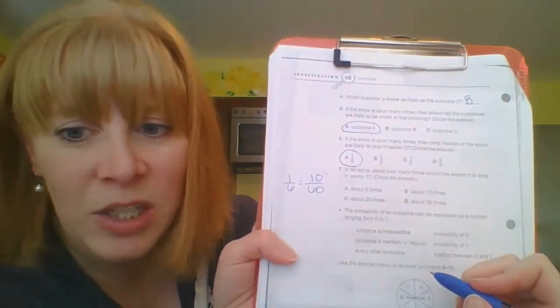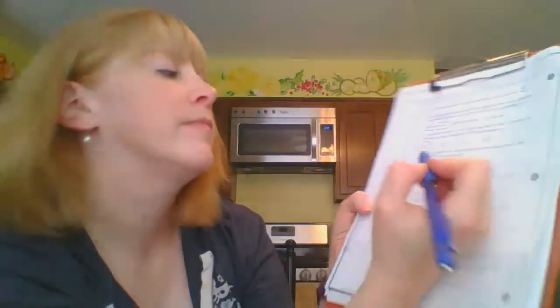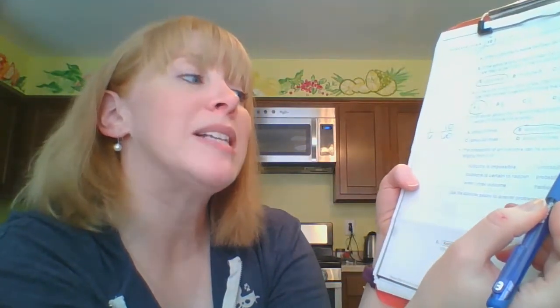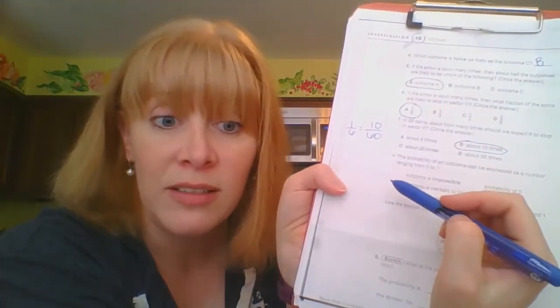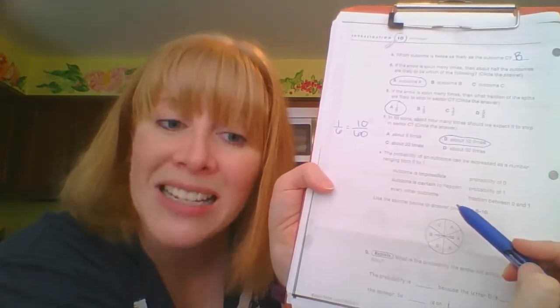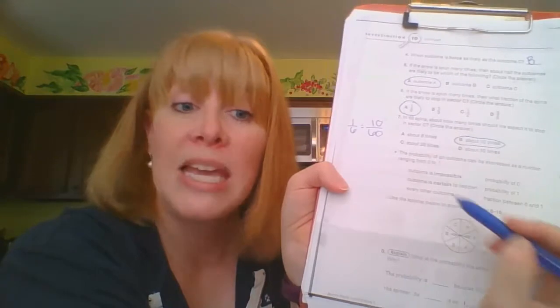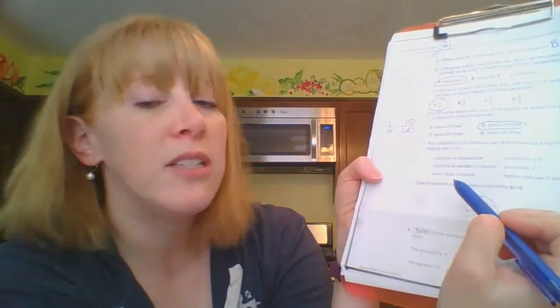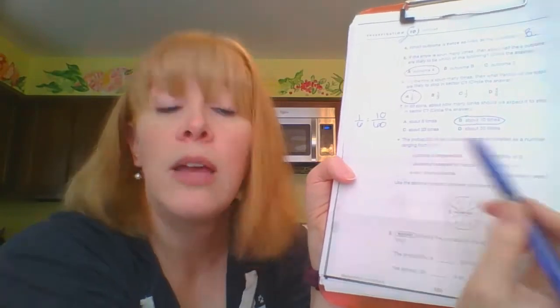So it's likely to occur about 10 times. The probability of an outcome can be expressed as a number ranging from 0 to 1. So instead of a fraction, this would be like comparing it to a decimal, because a whole number 1 means 100%, or one whole pizza. So instead of doing it as a fraction, I could say it's something between 0 and 1.